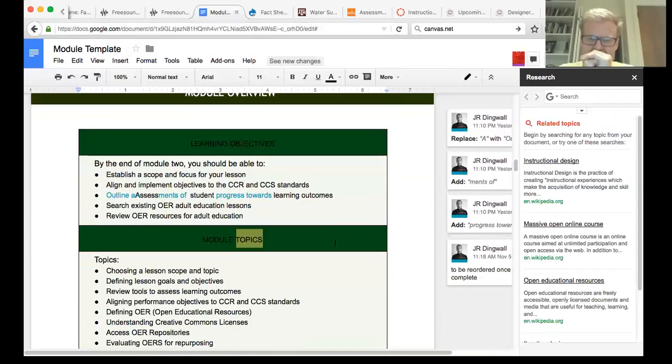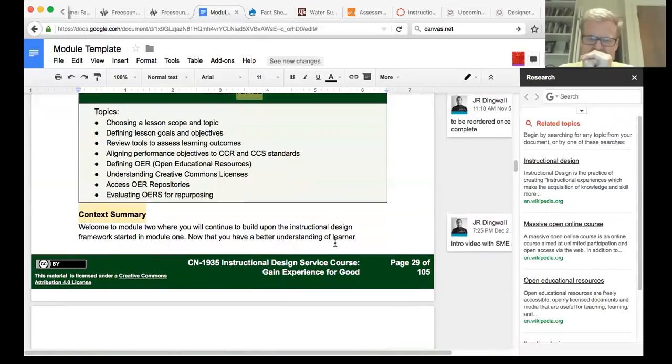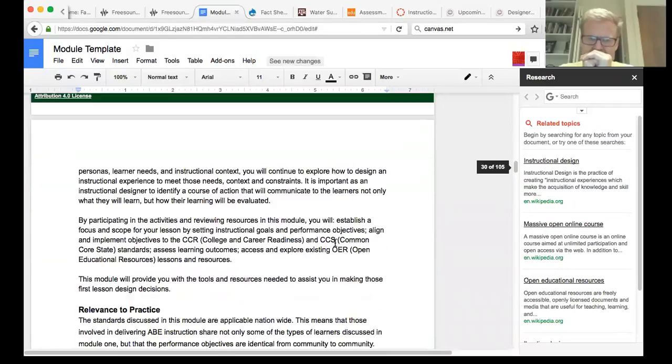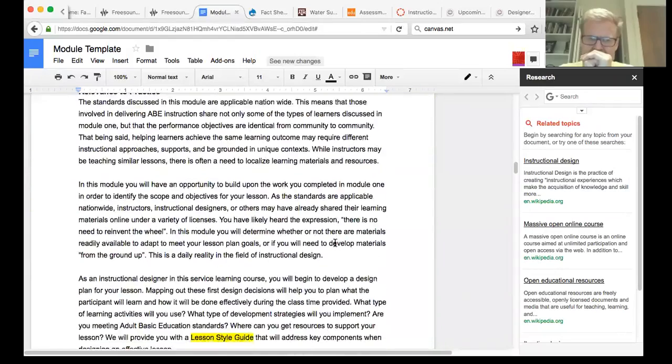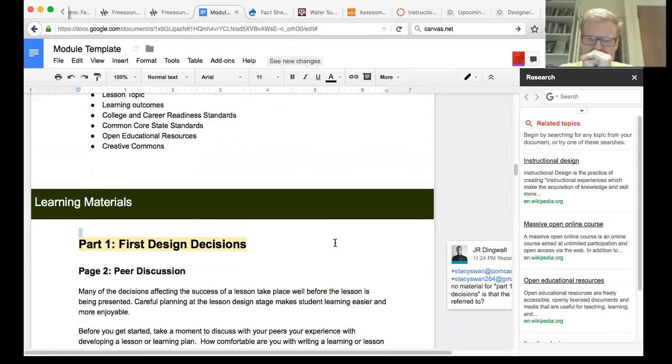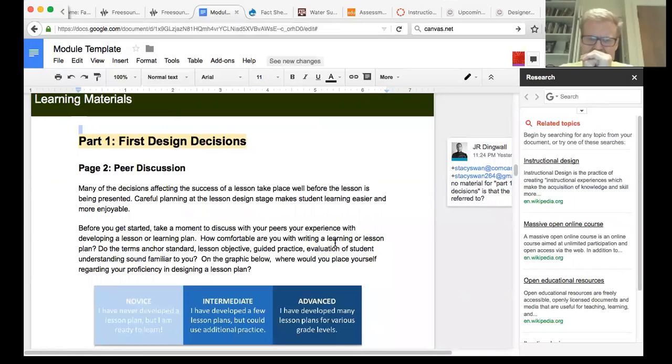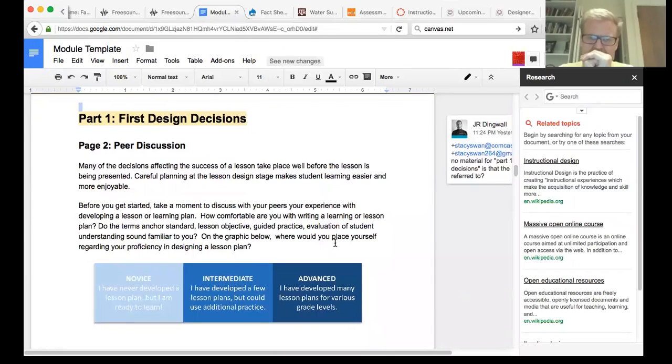Okay, so this is the beginning of ours. We're going down, we have our topics, we have our context summary, going down relevance to practice, key terms. Okay, so I'm starting off with what I'm calling a peer discussion, where they're just going to see where they fit, whether they're a novice at this, an intermediate, or advanced. I want them to discuss that amongst each other, like where they fit in.